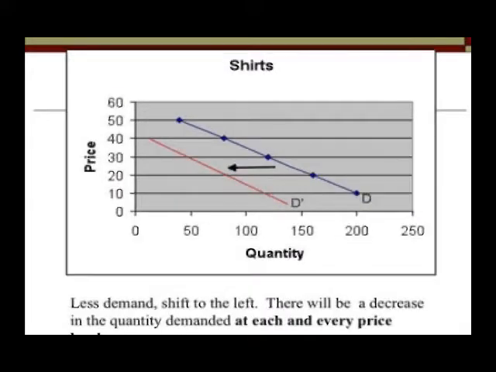If the event leads to a decrease or less demand, we're going to see again a shift to the left. My original demand curve is the blue curve, signified by a D. Less demand, shift to the left. And that just makes complete sense, because the further we go to the left, what's happening to our numbers? The quantities are getting smaller. Less demand, shift to the left.